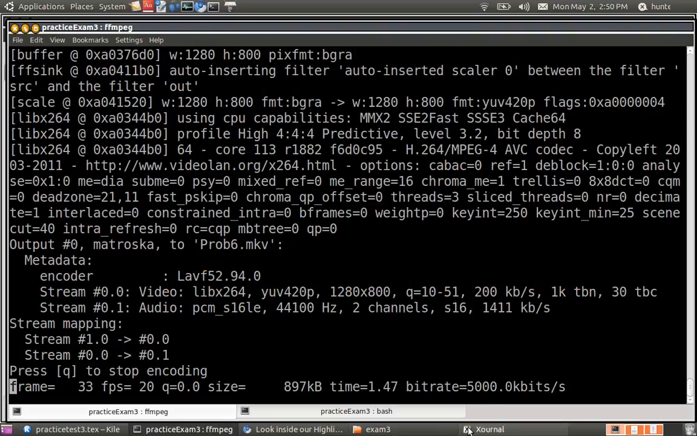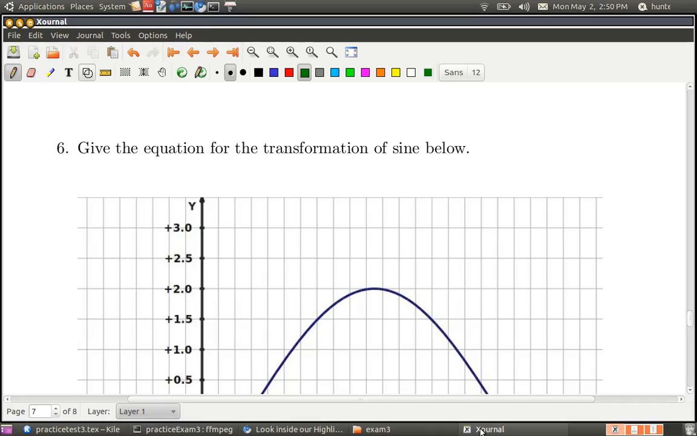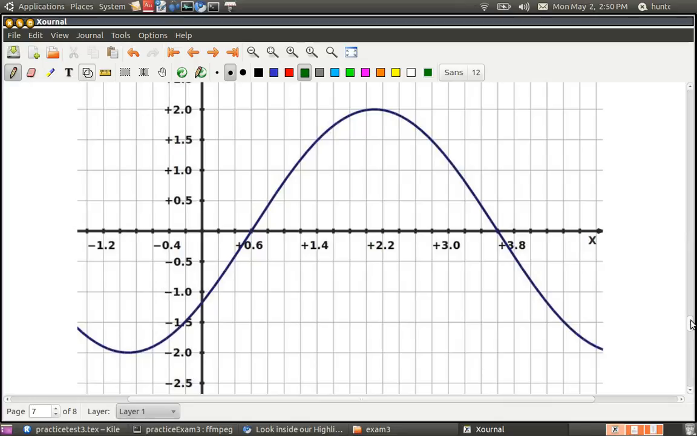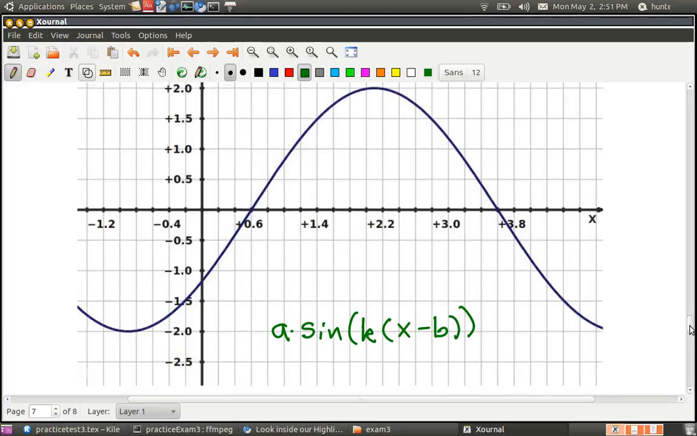Time to do number 6 on the practice exam. So it says give the equation for the transformation of sine below. And so here is the picture. And remember the general form for a transformation of sine is a times sine of k times x minus b. And remember what these things mean.